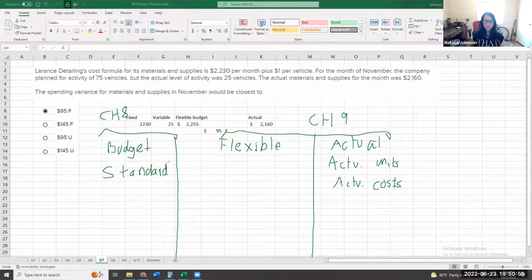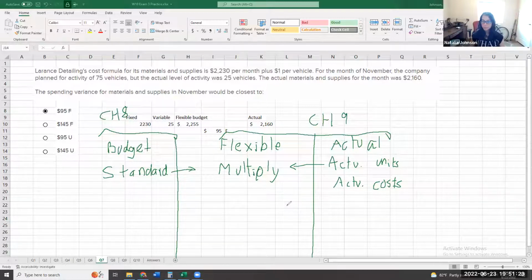In the flexible budget, we're going to take these actual units and multiply times the standards. So in that way, we can compare how much they should have spent based on the vehicles or units that they sold, compare what they actually spent.